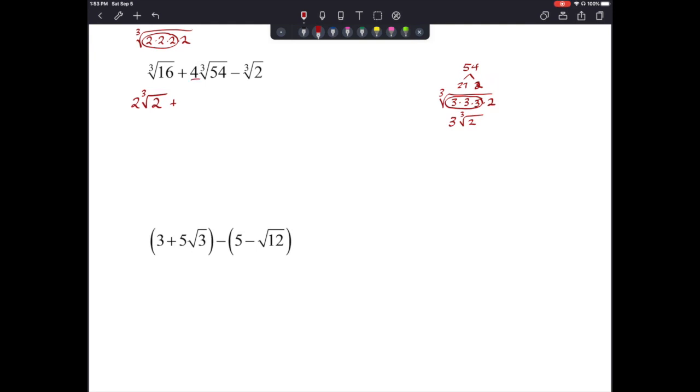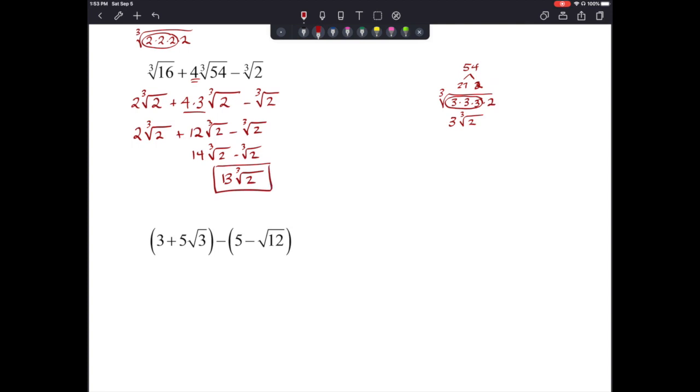Now don't forget about this 4 though. We have plus 4 times 3 times the cube root of 2. And then the last part of it here does not break down, it's just the cube root of 2. 4 times 3 is going to give us 12 cube roots of 2. So we have 2 times the cube root of 2 plus 12 times the cube root of 2 minus 1 cube root of 2. We combine our like terms, and it looks like we get 13 times the cube root of 2. And that would be our answer.